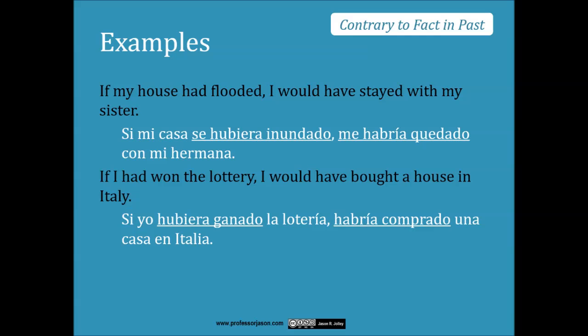So, a couple of examples on this slide illustrate everything I just said. It was quite a mouthful. If my house had flooded, I would have stayed with my sister. Si mi casa se hubiera inundado, or se hubiese inundado, me habría quedado con mi hermana. If I had won the lottery, but I didn't, if I had won the lottery, I would have bought a house in Italy. I would have bought a house in Italy. Si yo hubiera ganado la lotería, habría comprado una casa en Italia.